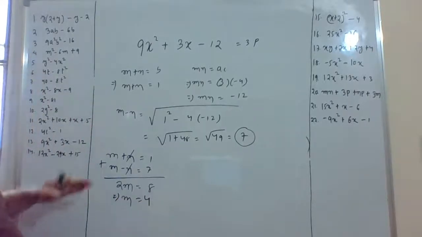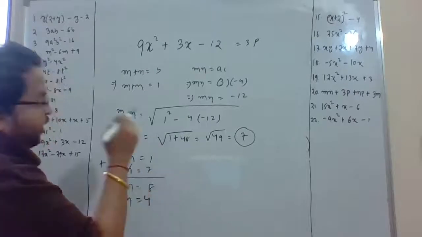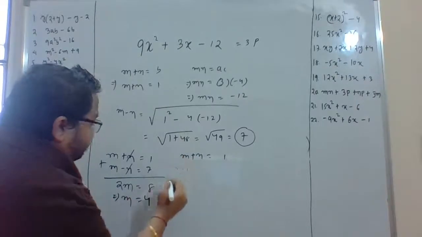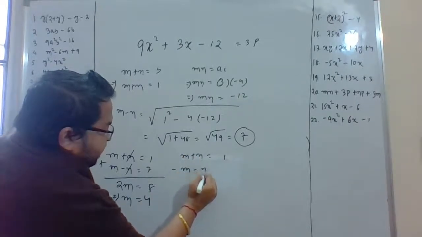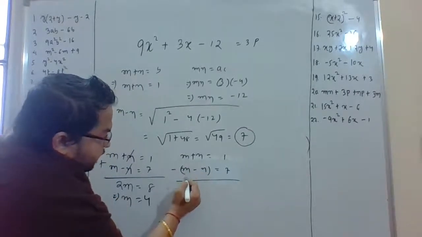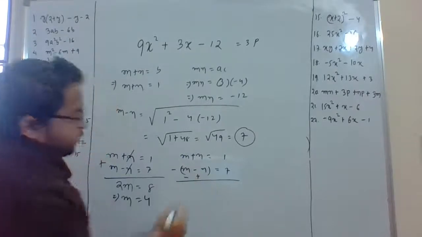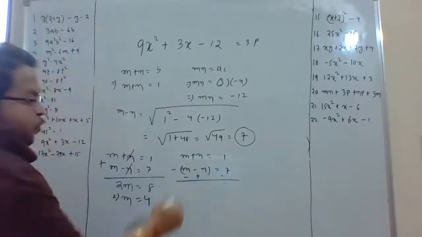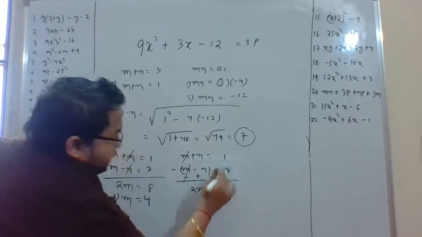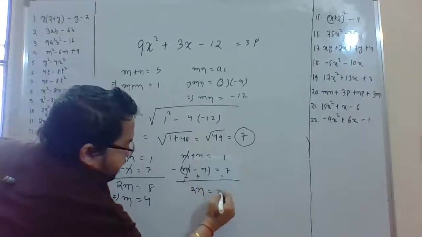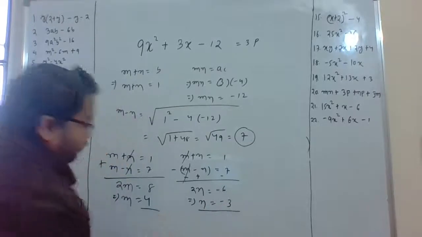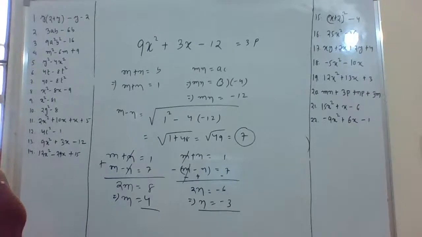m equals 4. Now we want to find n. So let us subtract both the equations. m plus n equals 1 minus m minus n equals 7. If I'm doing a minus, the coefficient of this one will be minus, of this one will be plus, and here it will be minus. So m minus m gets eliminated. So 2n equals 1 minus 7, that is minus 6, or n equals minus 3. So m equals 4 and n equals minus 3.